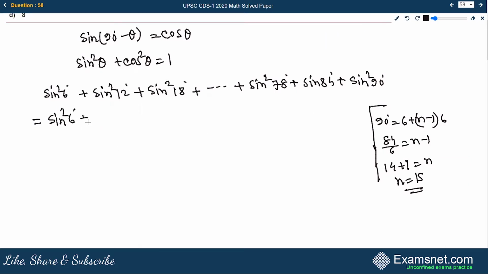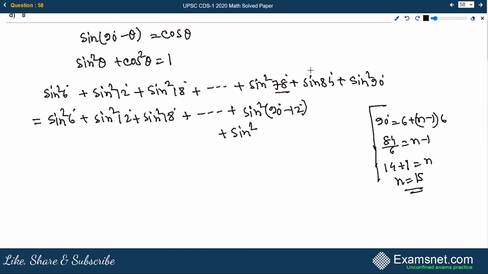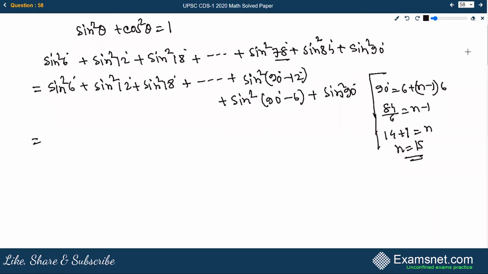Next, sine square 6 degree, we will keep them as it is. Next, we will start changing from the end part dot dot dot. Now sine square 78 degree can be written as sine square of 90 degree minus 12 degree, correct, plus sine square of 90 degree minus 6 degree plus sine square 90 degree. I will keep it this way because we know the exact value of sine square 90 degree.